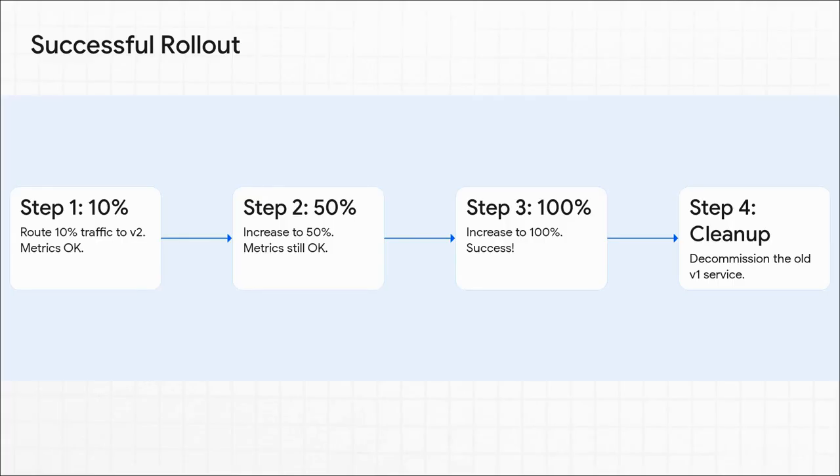But hey, let's get back to our team's story, and for them, everything looked great. The metrics were solid. So what's next? They get a little bolder. They update that config and bump the traffic for v2 up to 50%. They watch the dashboards again, still looking good. So they go for it. They push it to 100%. And just like that, v2 is now handling all the traffic. The rollout is a complete success, and they can finally say goodbye to the old v1.